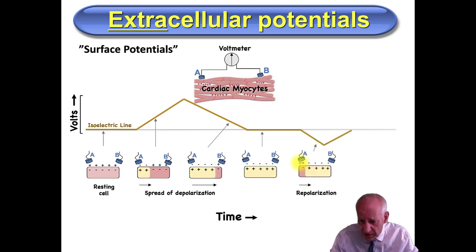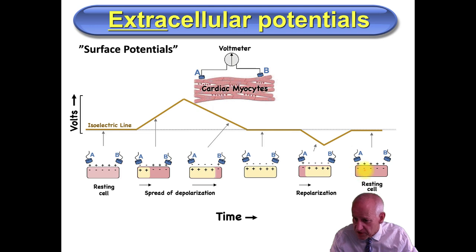Okay, now during repolarization, which begins first on the left side here, the membrane reestablishes its polarity with positive on the outside, and now B records a potential which is negative with respect to A. So our strip chart recording drops below isoelectric to record a negative surface potential. And finally, the cell repolarization becomes complete, and the cell returns to its polarized resting state at isoelectric. If you understand the surface potential, then you understand the electrocardiogram, because that's all it is. It is a surface potential recorded between two extracellular electrodes.